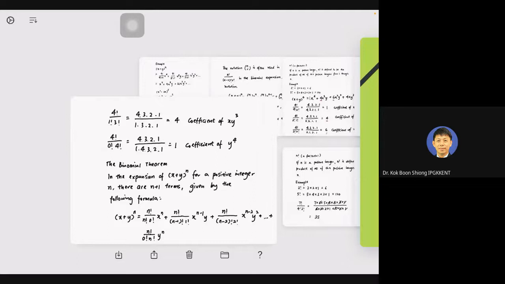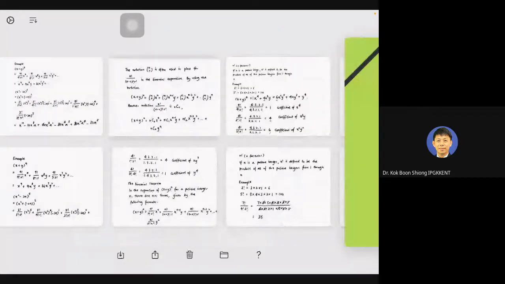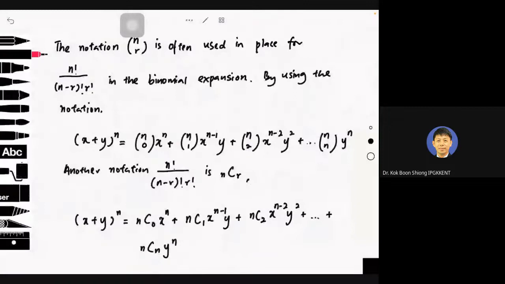So another way of writing the binomial, we can use the notation n combine r, the combination formula. If this is the notation, then we can write in this form: n factorial over (n minus r) factorial multiplied by r factorial. Okay, so this is another notation in writing the general formula for binomial.